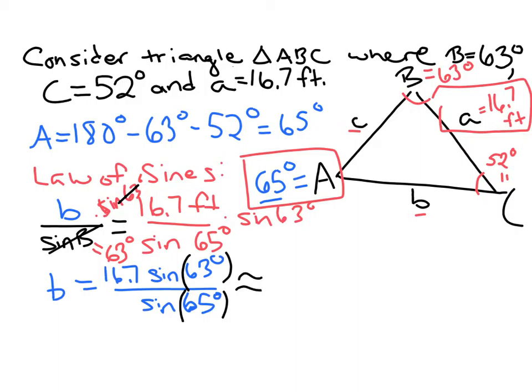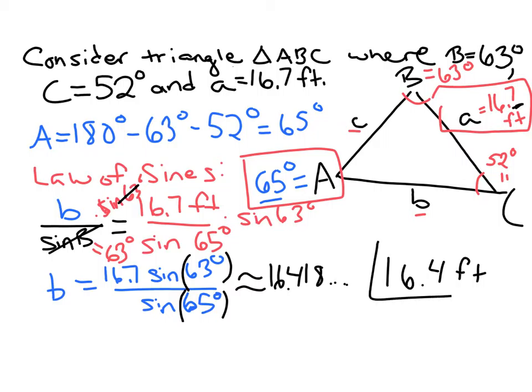You should get about 16.418 something or other when you compute this. And so we would round that to maybe 16.4 feet, since we were given the tenths place, three significant digits here. And so that's the length of side b, it turns out, 16.4 feet.